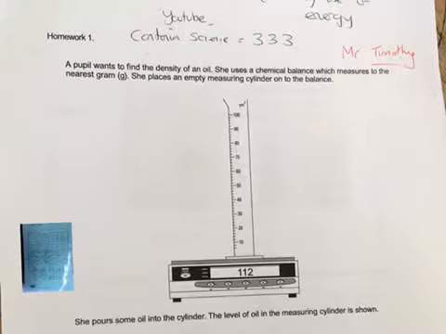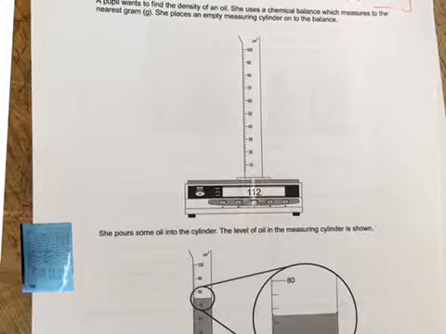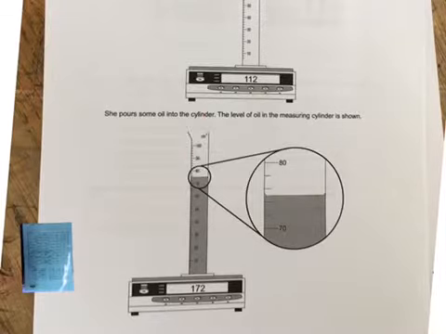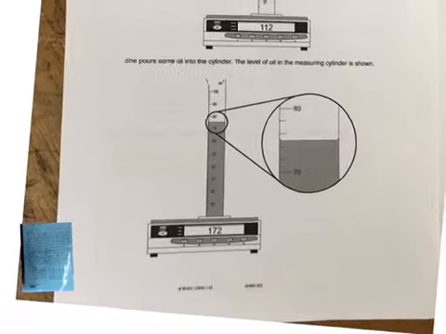Someone wants to find the density of oil. She uses a chemical balance and she places the empty container. So she's taking the mass of the empty container, which is 112. And then she's going to put the liquid in. She pours some oil, and that measures 75. And it weighs, or I should say the mass is now 172.